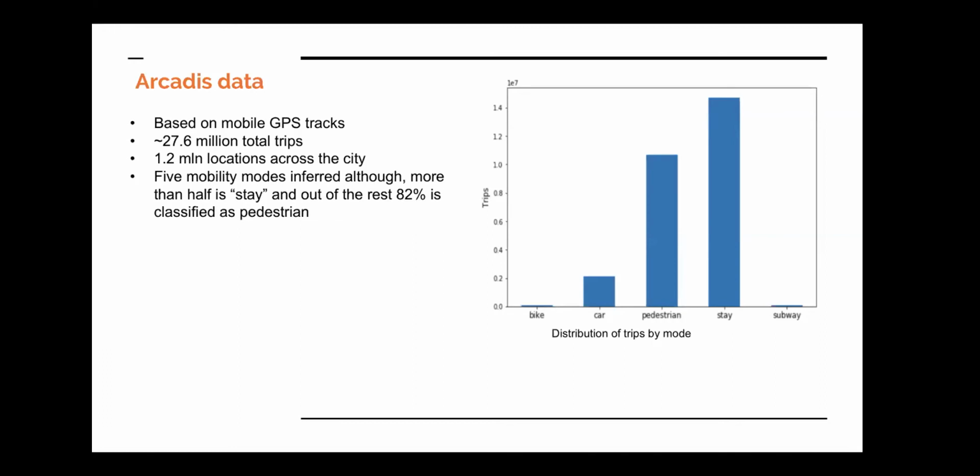It also tries to infer the modality of the trips, although as we can see from this distribution plot, it doesn't look that consistent with our experience from the city. So we believe that this inference might not be that reliable. So we'll just use this data set as an input for estimating the origin destination travel demand for comparison purposes.